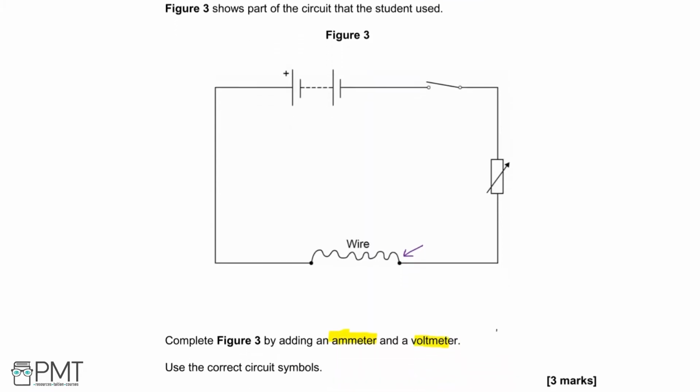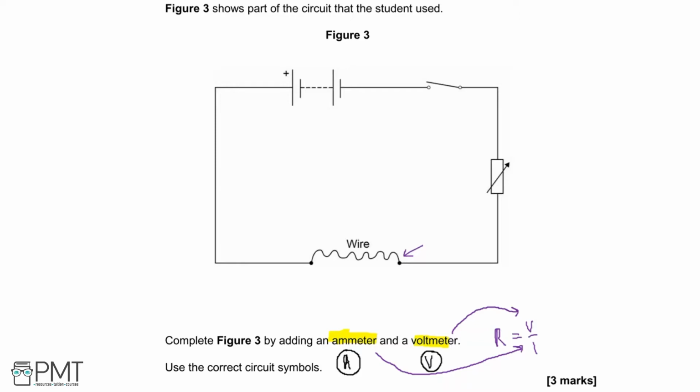So we need to understand that resistance R equals V over I, voltage divided by current. Therefore we need a voltmeter in order to measure the voltage, and we need an ammeter to measure the current. So that's why we need those 2 components in this circuit. The symbol for an ammeter is just an A in a circle, and the symbol for a voltmeter is a V in a circle.